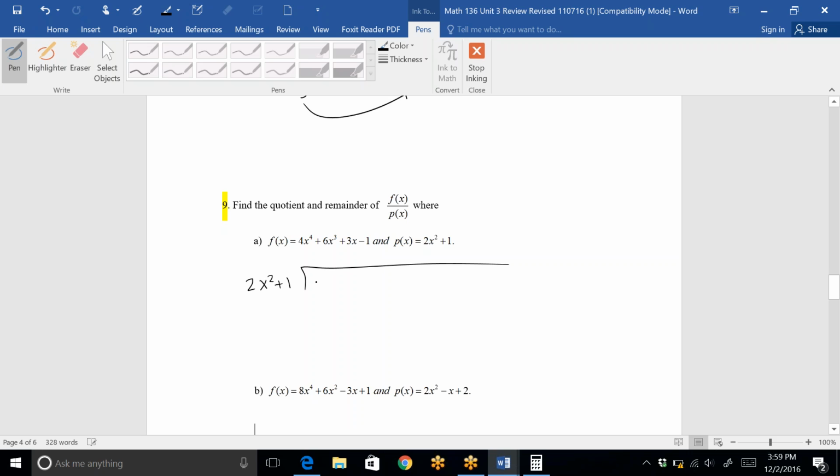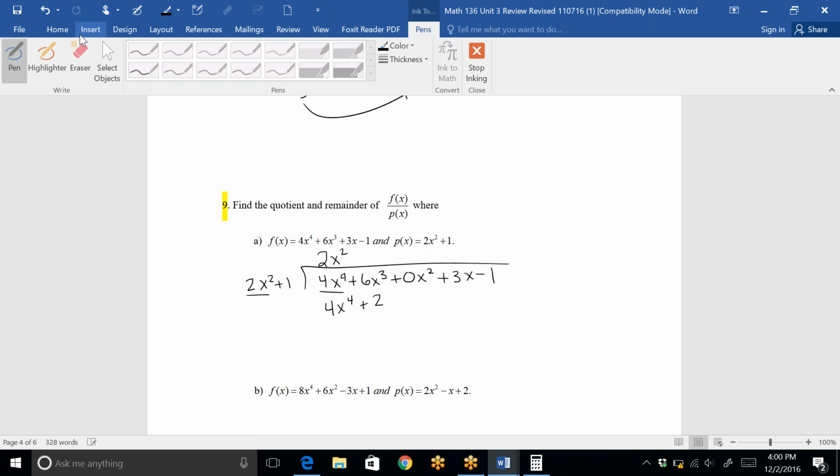You make sure you're not missing any powers. We actually are. We're missing x squared. So anytime you're missing a power, we put in a placeholder. We ask ourselves, what do you multiply 2x by to make 4x to the 4th? We'd need a 2 and an x squared. You multiply this by everything out front, so that would be 4x to the 4th plus 2.